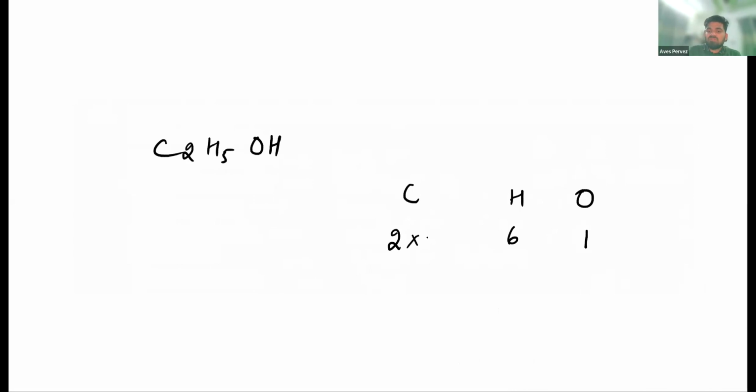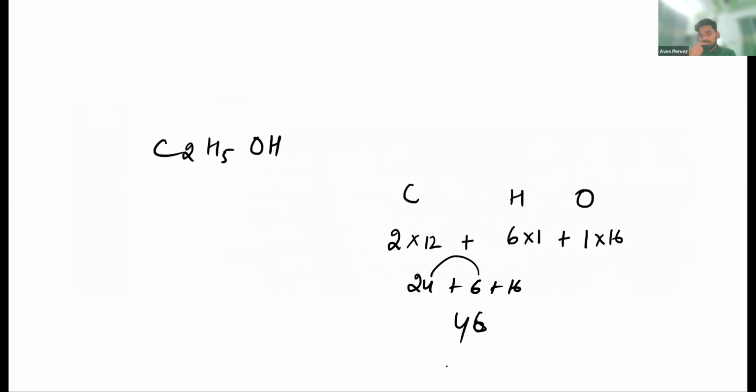What is the atomic mass of carbon? 12. Hydrogen is 1 and oxygen is 16. We add all this: 24 plus 6 plus 16. 24 and 6 is 30, and 30 and 16 you will get 46. Got it? Rima, are you there? Yes, sir, I'm there. You understood? Yes, sir, understood. Very good.